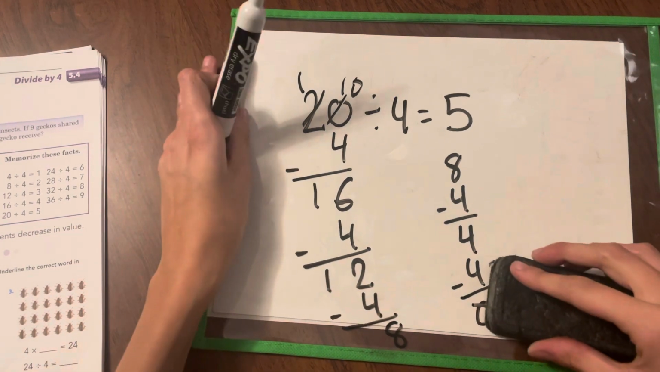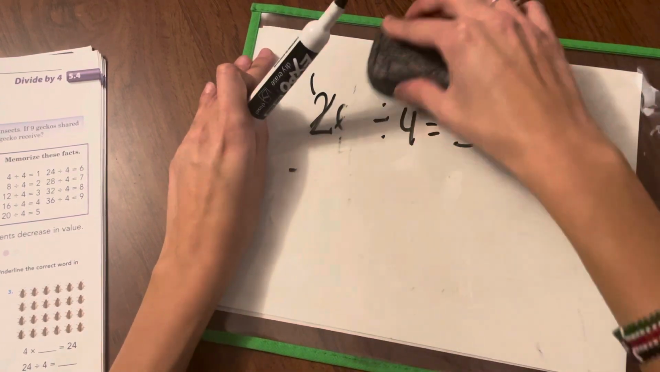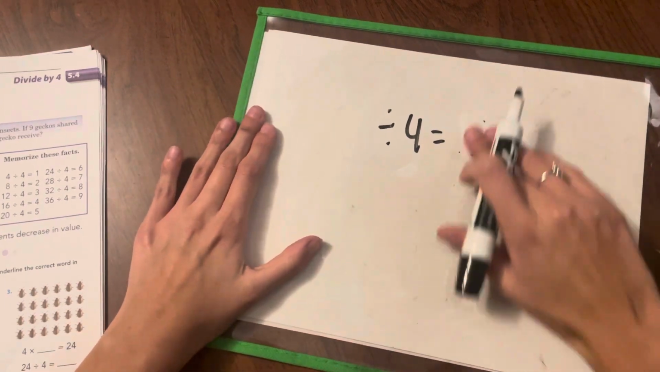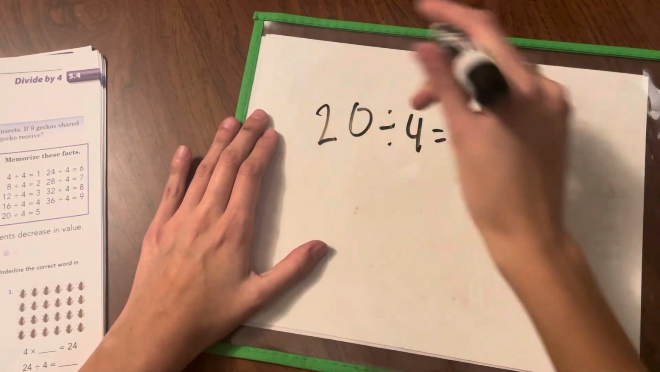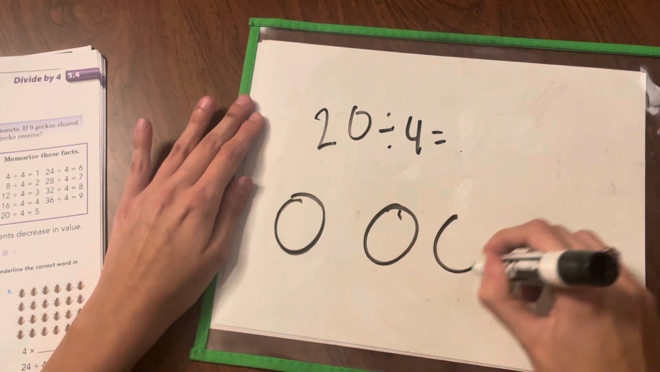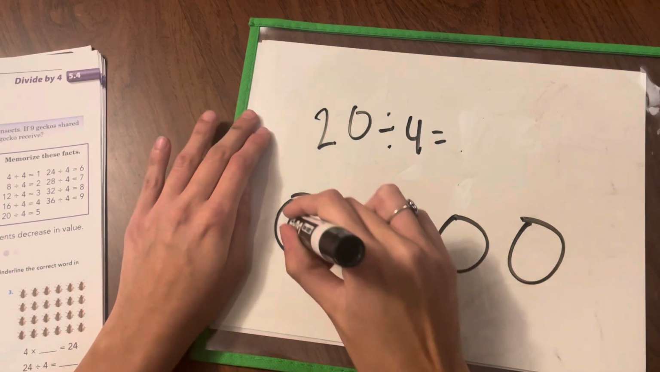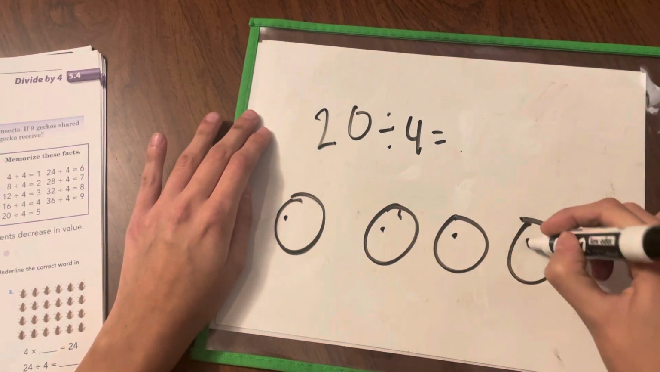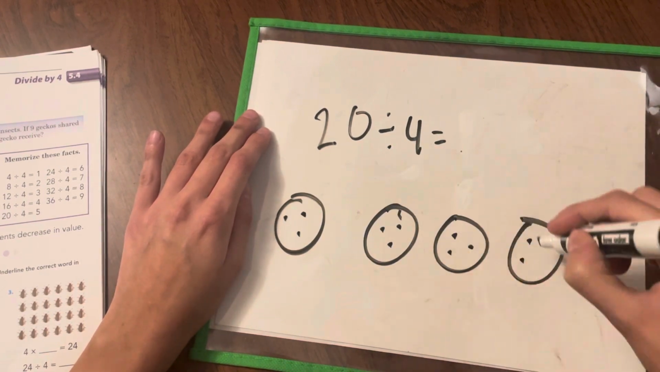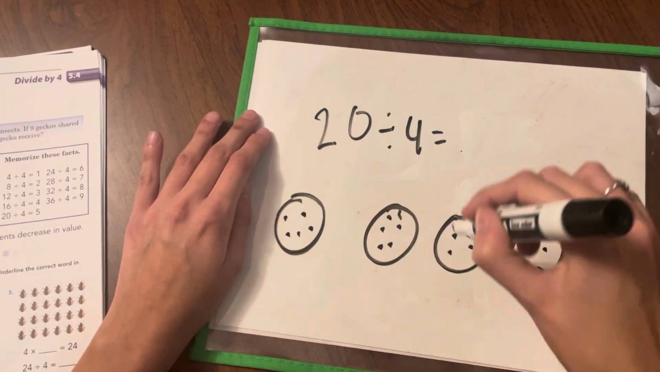But remember, there are easier ways to do it than having to subtract all of those times. But I want you to understand what division is. It's subtracting equal groups. Let's solve it some other ways now. We have 20 divided by 4. Remember, I think one of the easier ways to do it is to make our 4 circles. And we're going to divide our 20 equally. 1, 2, 3, 4, 5, 6, 7, 8, 9, 10, 11, 12, 13, 14, 15, 16, 17, 18, 19, 20.